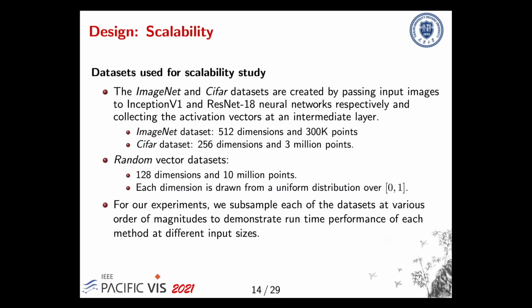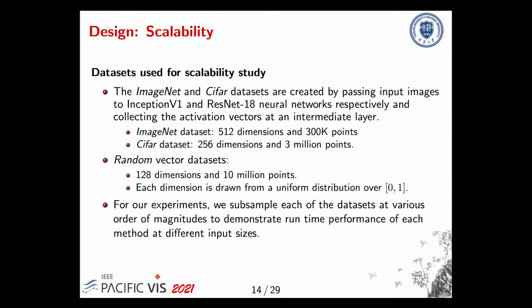In experiments, we use 3 different datasets to perform runtime analysis for Mapper Interactive, against 2 of the state-of-the-art tools, Giotto TDA and Kepler Mapper. The ImageNet and Cipher datasets are created by passing input images to neural networks and collecting the activation vectors. The ImageNet dataset has 512 dimensions and 300k points, and the Cipher dataset has 256 dimensions and 3 million points. For the random vector datasets, we sample 10 million points of 128 dimensions. Each dimension is drawn from a uniform distribution.